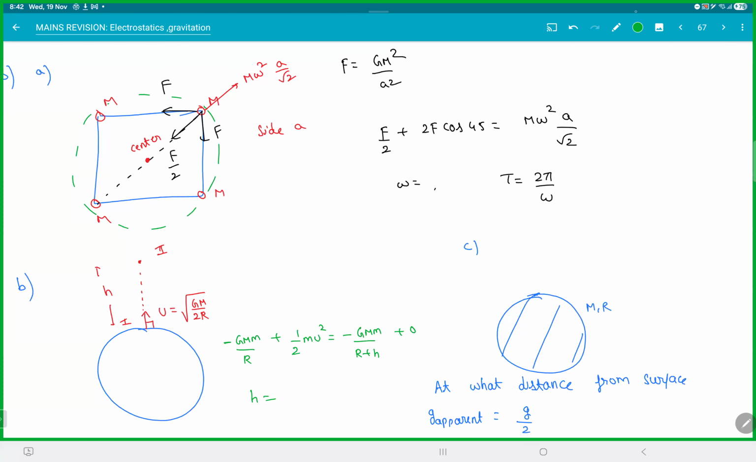What about g apparent? There are 2 points actually. There is one inside and there is one outside. This is height h and this is depth d. Hope you remember the formula for g apparent. g apparent will be g by 1 plus h by R whole square. This is the g apparent for height. For depth, the formula is g into 1 minus d by R.